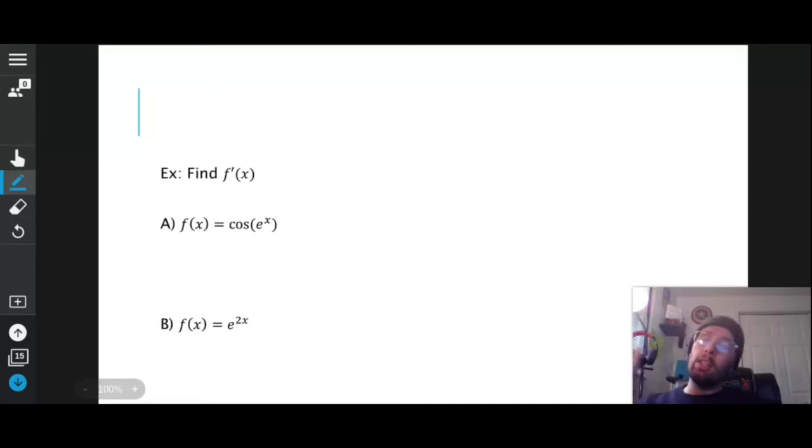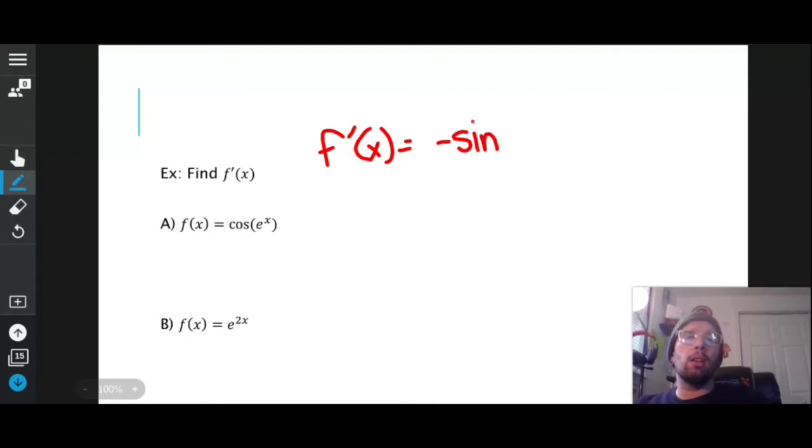What we have here is chain rule. The outside stuff is cos, the inside stuff is e to the x. The derivative of the outside stuff, f prime of x, is going to be negative sine. Keep the inside stuff and multiply the whole thing by the derivative of the inside stuff.